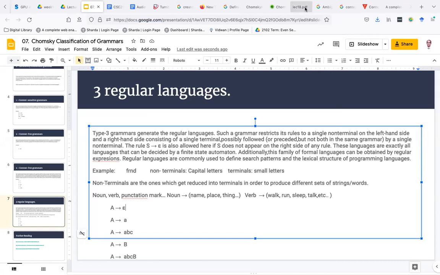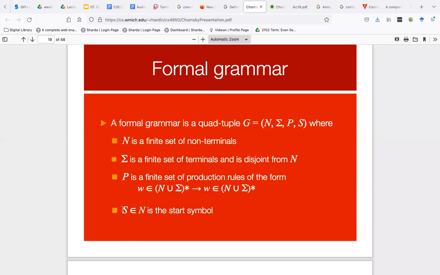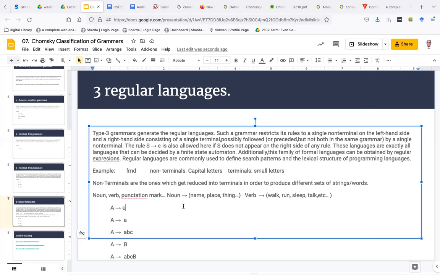Okay, one more last point. S is the start symbol. S is considered as the start symbol. So this start symbol is always considered to be a non-terminal. One more thing you have to remember, that your S will always be a non-terminal. Okay, this one.